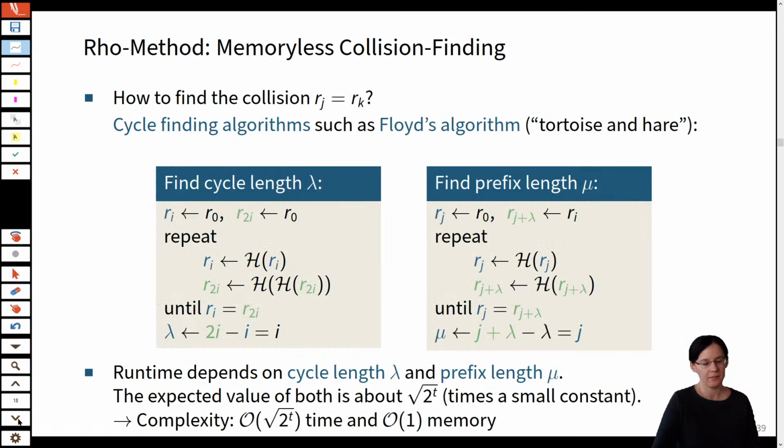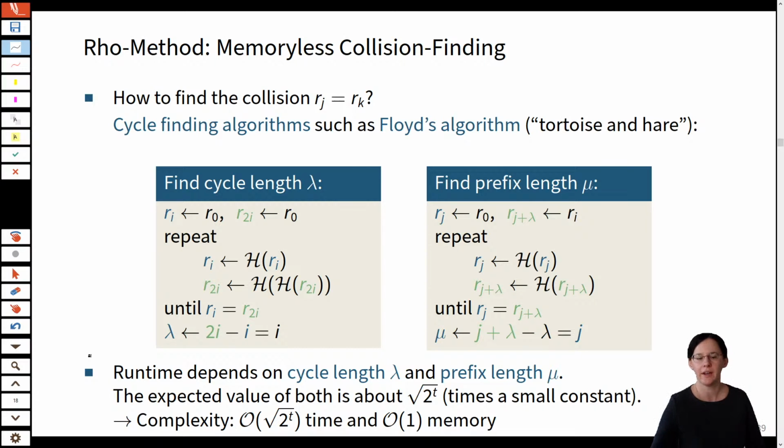The certainly most well-known one is the tortoise and hare algorithm, also known as Floyd's algorithm. But there are a number of slightly more efficient ones as well. More efficient because they are slightly faster or because they are better parallelizable. So for example, the van Oorschot-Wiener method is a well-known method that works similarly but is better parallelizable.